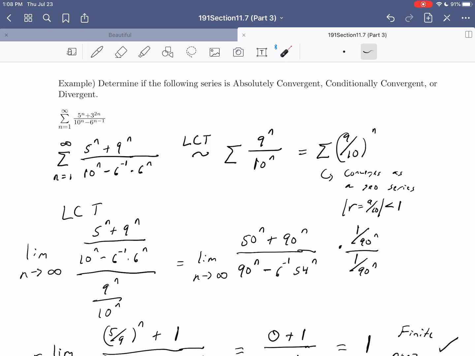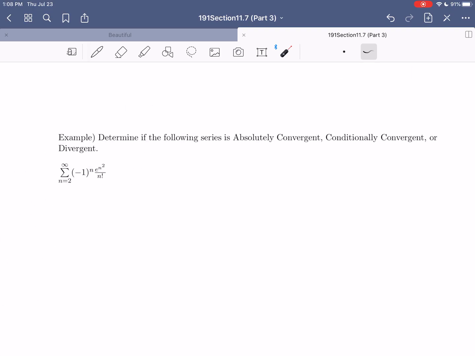That's where you then need to use something like a ratio or root test. But when everything is the same type of thing, you should be able to get away with an LCT. All right, I believe we have one final one for this sort of massive summary that we've been doing here.